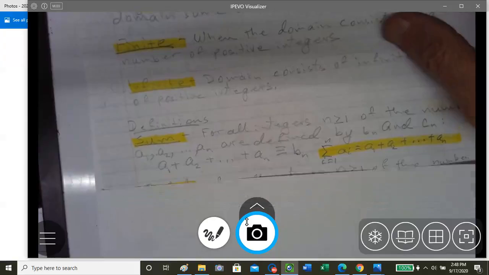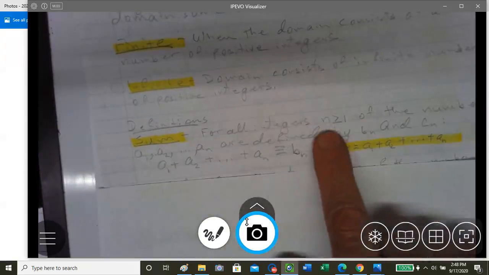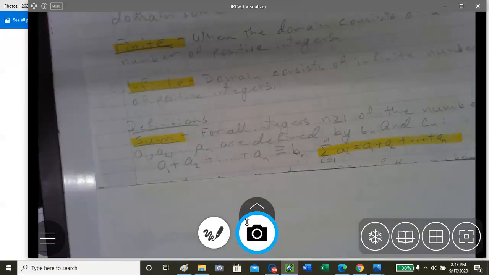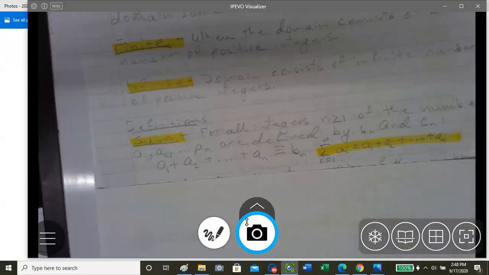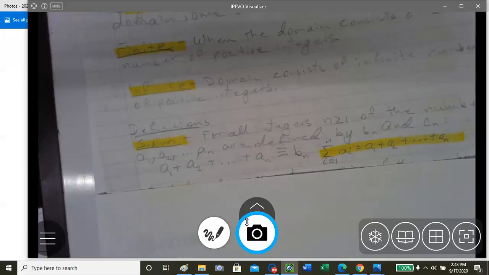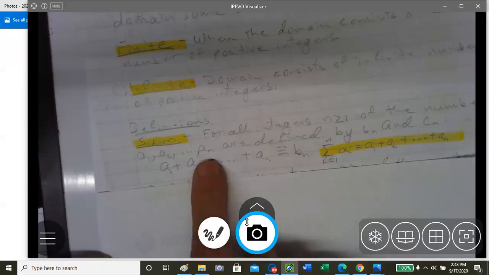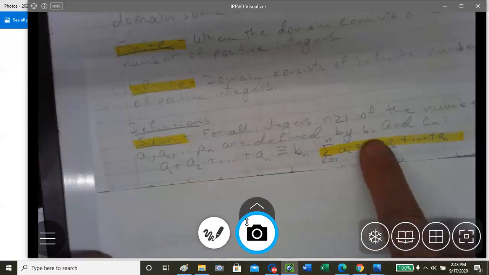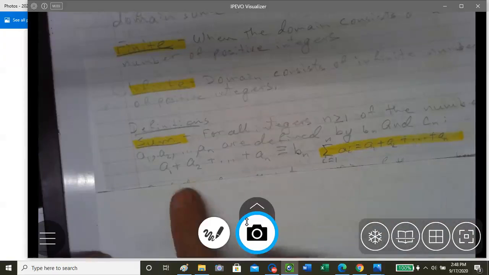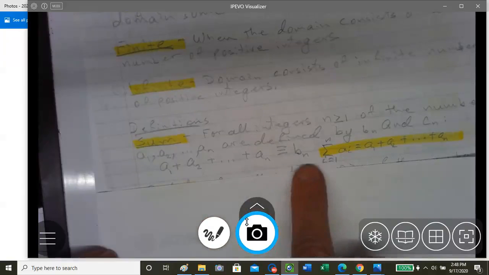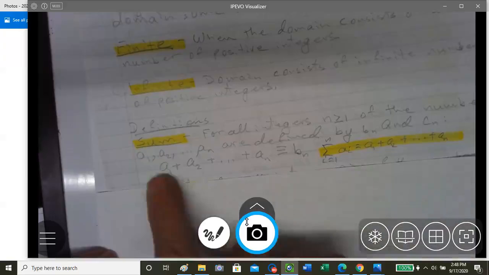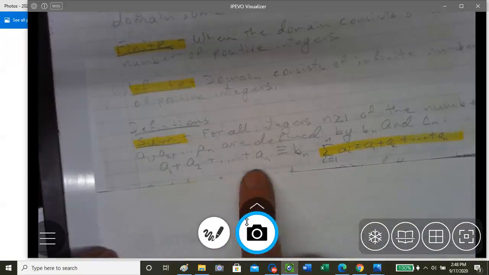So for a sum, for all integers n, we're talking about natural numbers here, right? Counting numbers, we start with 1. The numbers a sub 1, a sub 2, to a sub n are defined by b sub n, and c sub n. So if we were to take the sum a sub 1 plus a sub 2 plus a sub n, we get b, which is a single answer out, which is the sum of all the a's.